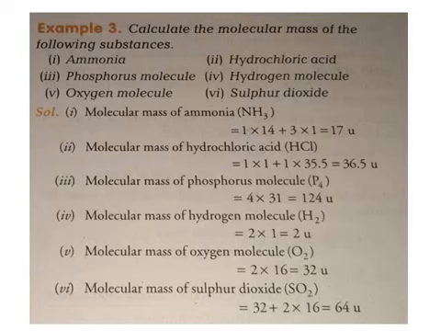Similarly, phosphorus, it is 124 because its formula is P4, 4 atoms. Then hydrogen, H2, 2 into 1, 2. Oxygen O2, so 2 into 16. Sulfur dioxide, when you calculate, 64. So these examples will help you to calculate the molecular mass of any substance, so get practiced with these example problems, right?